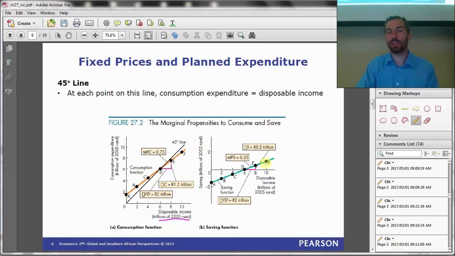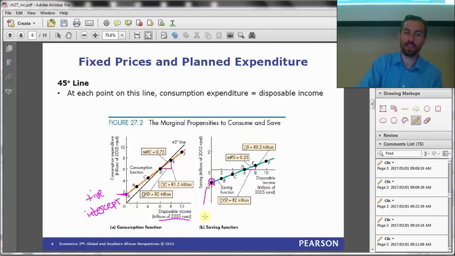Our savings function, the same story. The relationship between disposable income and savings, it's an upward sloping function, it's linear. Our consumption function has a positive intercept. Our savings function has a negative intercept.